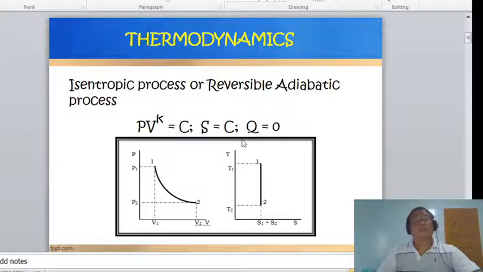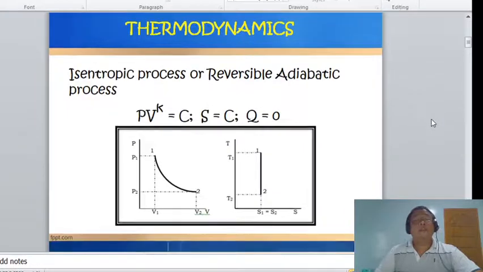illustration on the slide. The first illustration is the PV diagram and the second one is the temperature-entropy diagram. Knowing that the equation for the isentropic process is PV raised to k is equal to constant, or the process is S equals C, or entropy is constant. And Q, of course, since the process is adiabatic, Q is equal to 0. Anyway, we will proceed to that one by one.